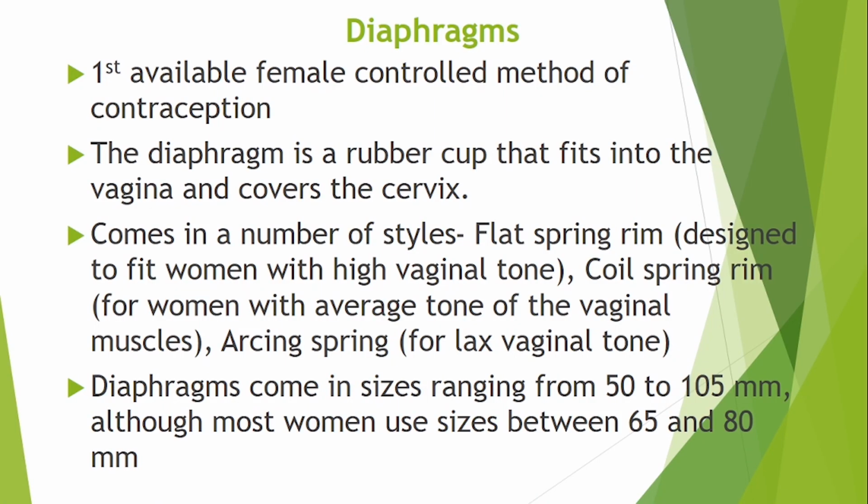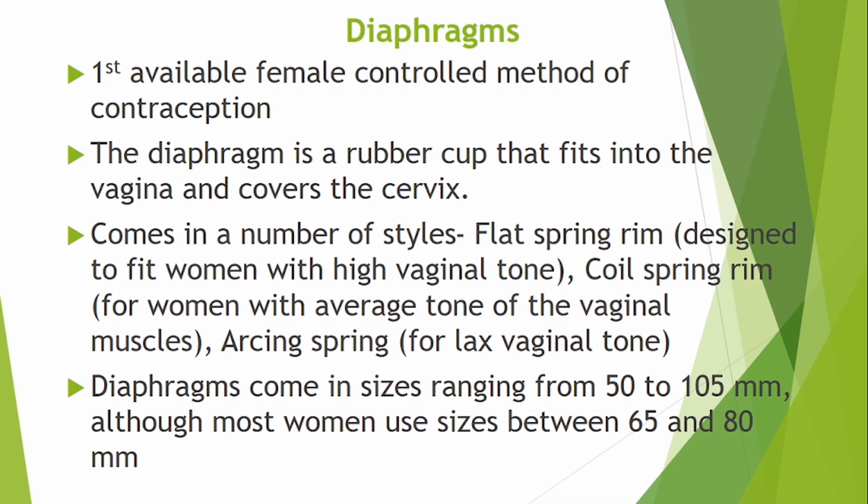Another barrier method of contraception is the diaphragm. This is the first available female-controlled method of contraception. The diaphragm is a rubber cup that fits into the vagina and covers the cervix. It comes in a number of styles for different vaginal tones. There is a flat spring rim designed to fit women with high vaginal tone. There is a coil spring rim for women with average tone of the vaginal muscles, and there is the arcing spring for lax vaginal tone.